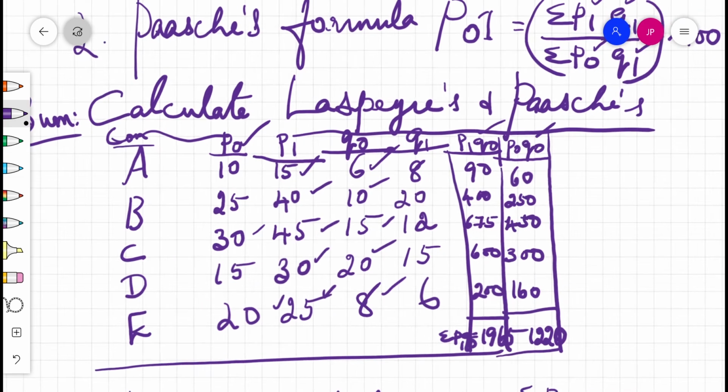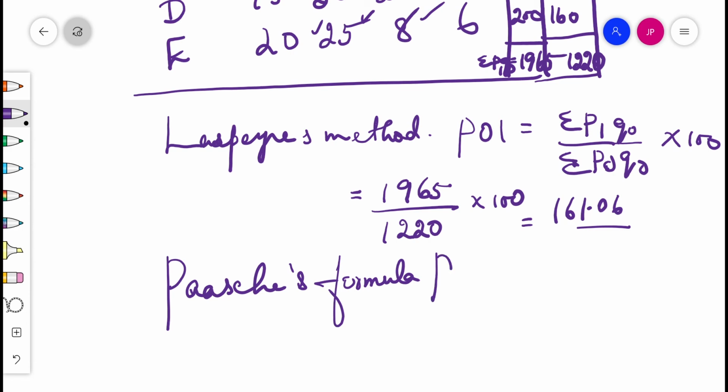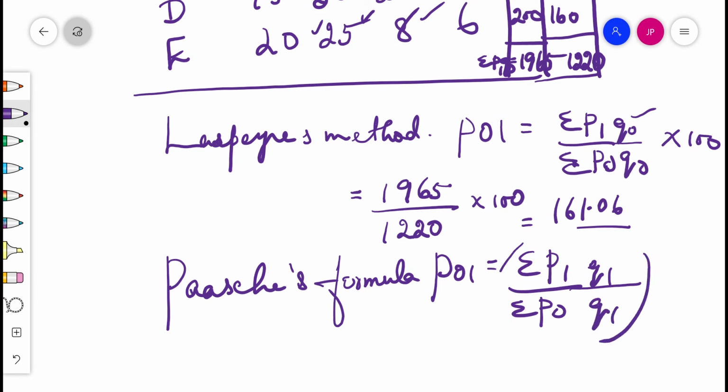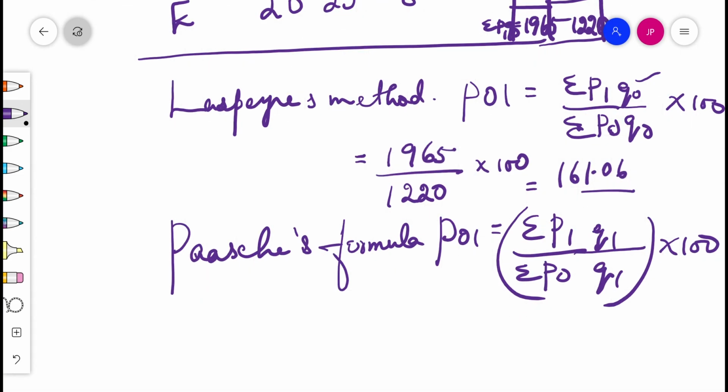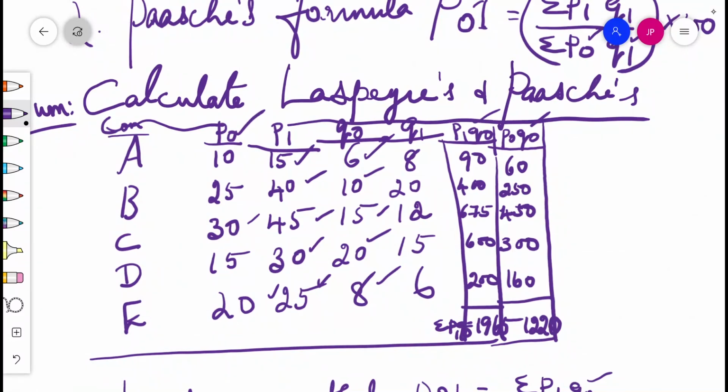Like that, what else do we need for the Paasche formula? For the Paasche formula, P01 equal to sigma P1 by sigma P0, the same itself. And what is the difference? Here, quantities of the current year are on both sides. Put it in brackets, into 100 outside. Do not forget, because it's in reference to 100 itself. So we can calculate the next column P1 Q1, and the next column P0 Q1. Here the current year quantities are considered.